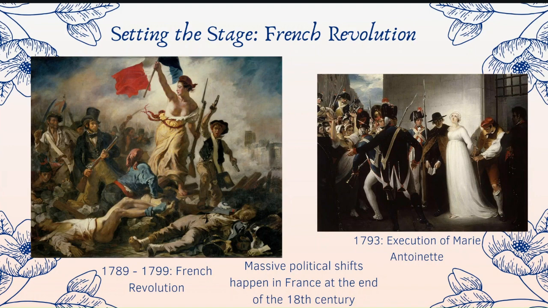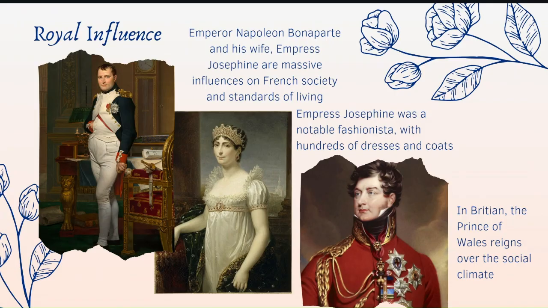Notable style icons from the Rococo period, such as Marie Antoinette, were executed, and styles from these eras were seen as antiquated and emblematic of the older monarchy. At the end of the French Revolution, Emperor Napoleon Bonaparte takes the French throne, and his wife, Empress Josephine, are massive influences on French society. They are huge style icons.